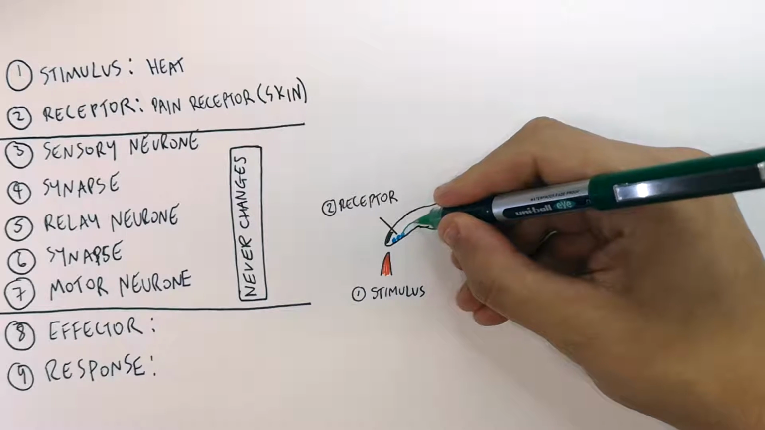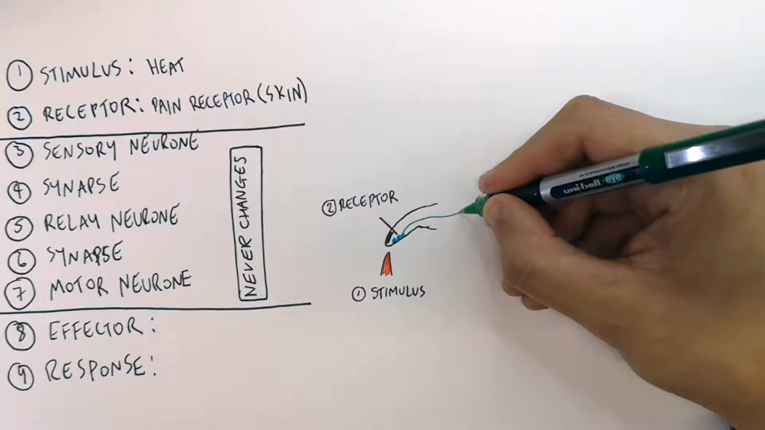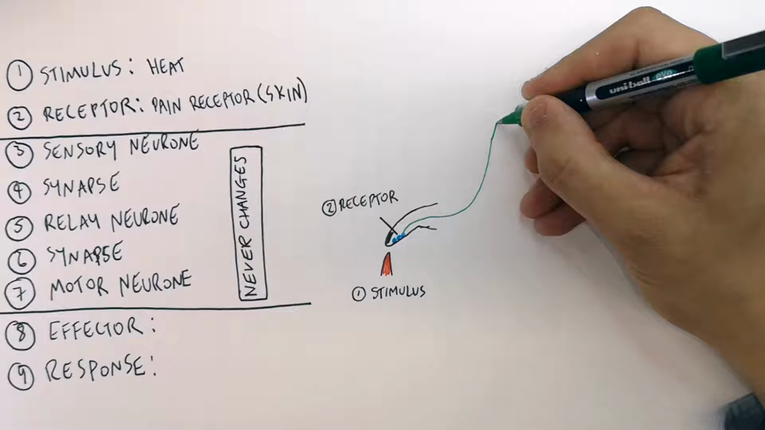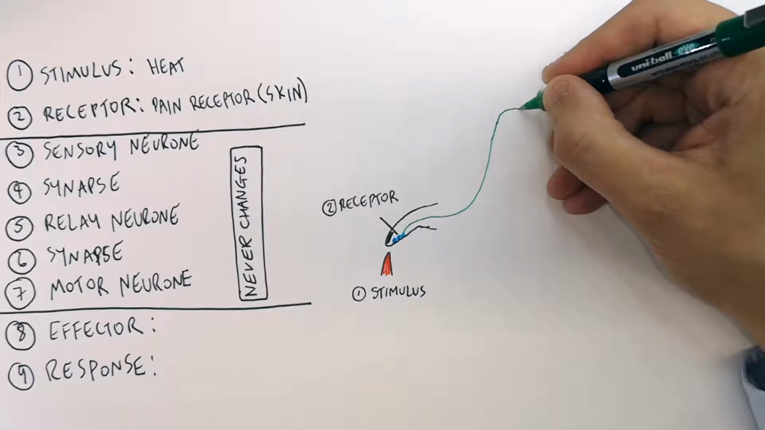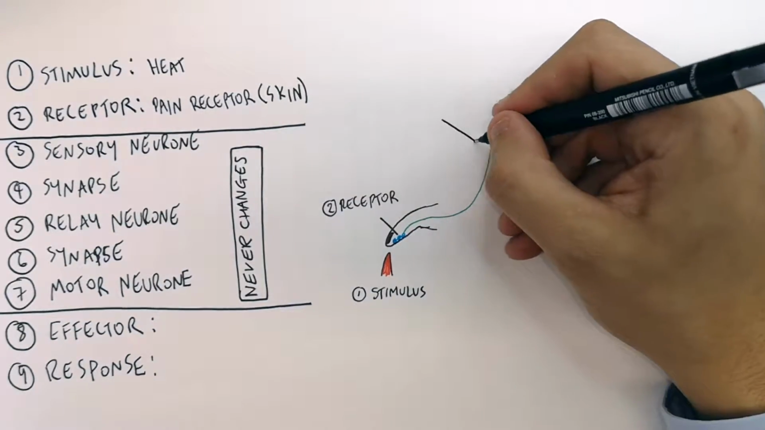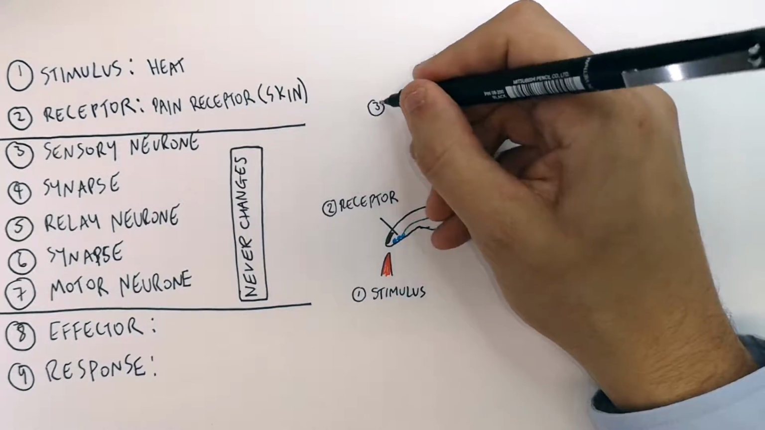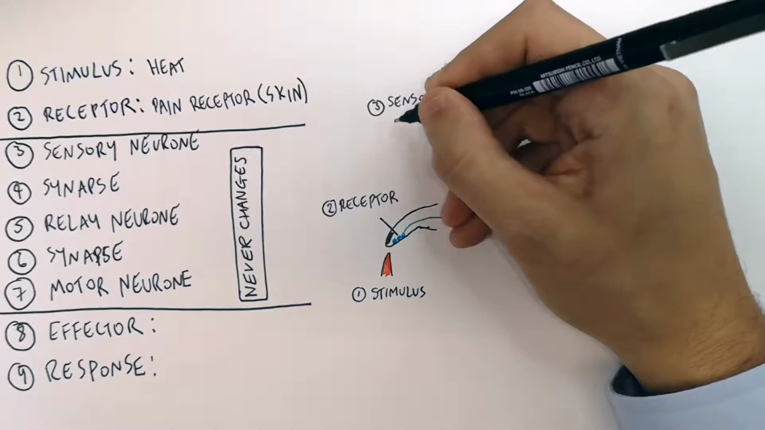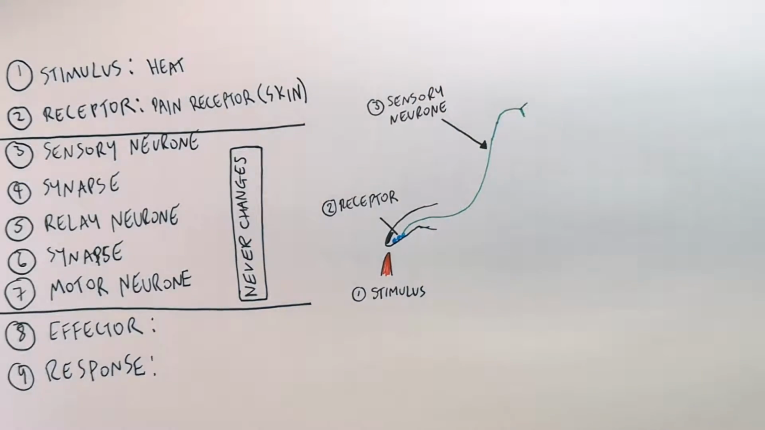So now we're drawing the sensory neuron. The sensory neuron is the neuron that connects to the receptor, and it takes the electrical impulse from the receptor to the central nervous system. So the sensory neuron is what we're labeling here. It is the first neuron in the reflex arc.